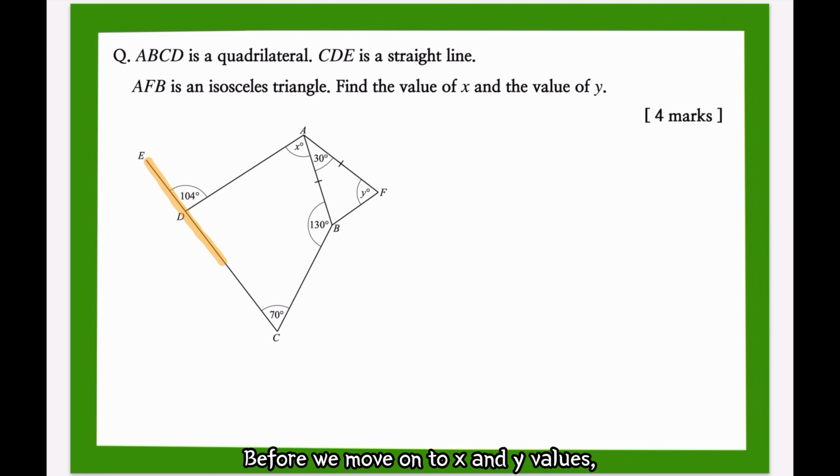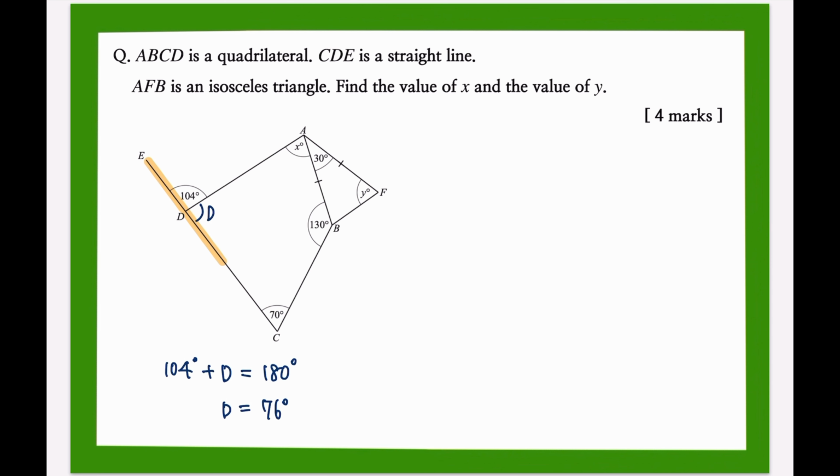Before we move on to the x and y values, why don't we use the straight line to find the angle D first? So using the angles on a straight line, 104 plus D equals 180. So the D value is 76 degrees. We're going to use this angle D to find the angle x.